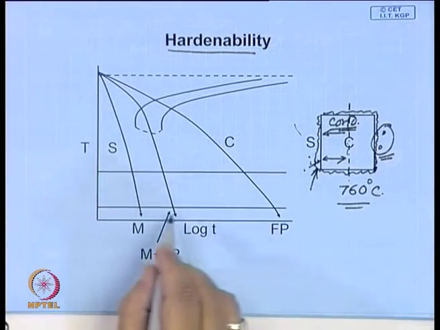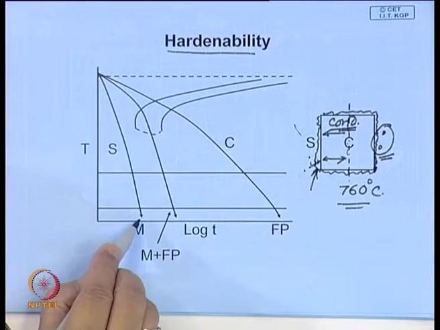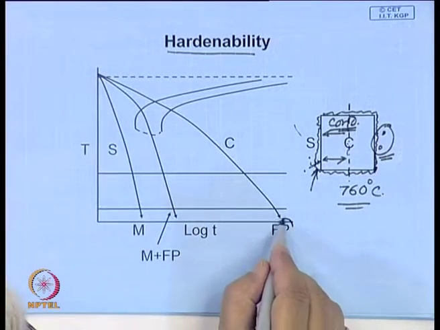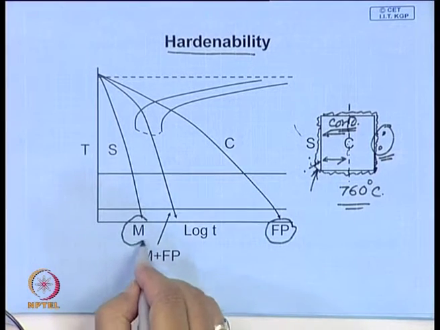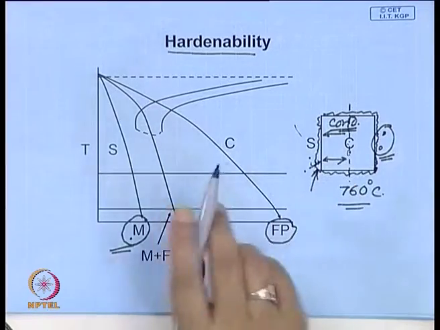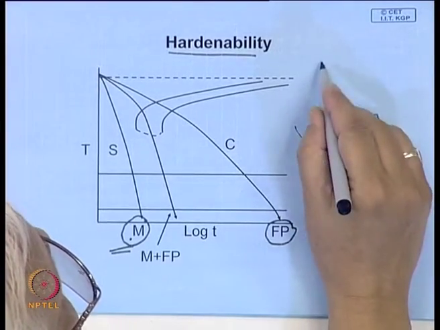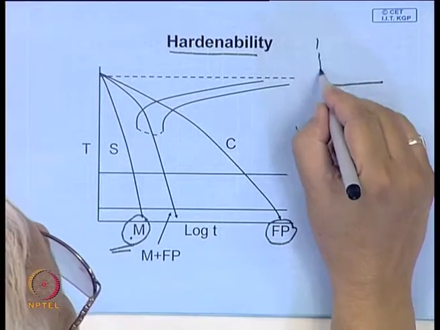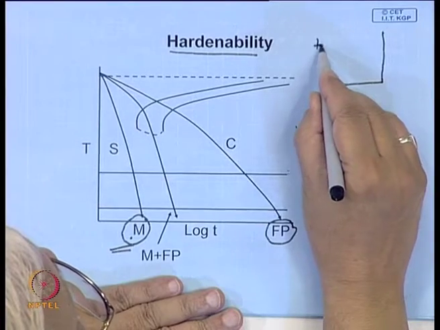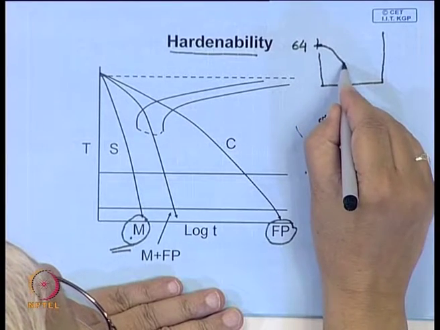surface quite rapidly. If you plot the cooling rate, you may find that the surface is cooling like this, whereas the core is cooling like this. In the core you will get a structure made up of fine pearlite, and at the surface you will get martensite. So the surface is hard and the core is soft. If you plot the hardness along this direction, across the job, the surface has high hardness, maybe 64, but as you go to the center the hardness drops.